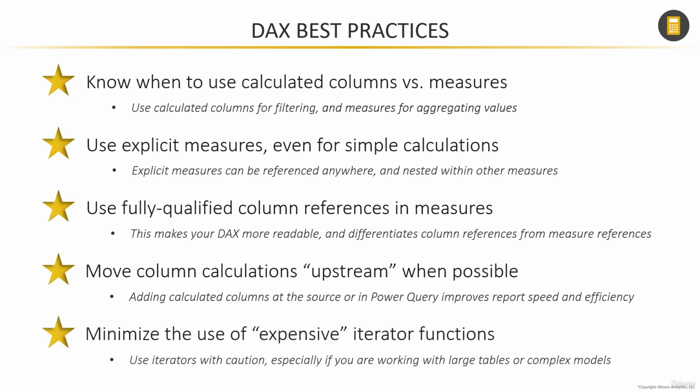And last but not least, try to minimize iterator functions when possible. These functions cycle through every row of a table and are potentially expensive. And by expensive, I mean that they take time and consume processing power, especially if they're cycling through very, very large tables. So if you're experiencing performance lags with your model, that might be a good first place to check.